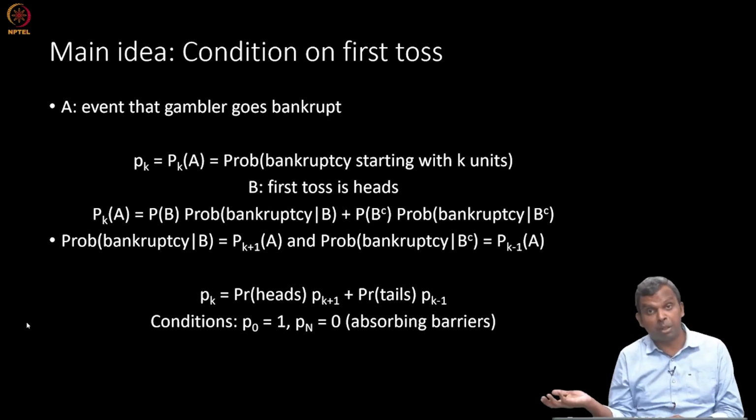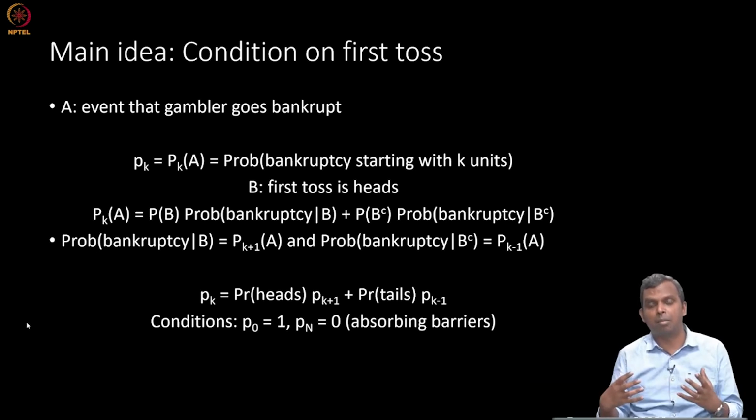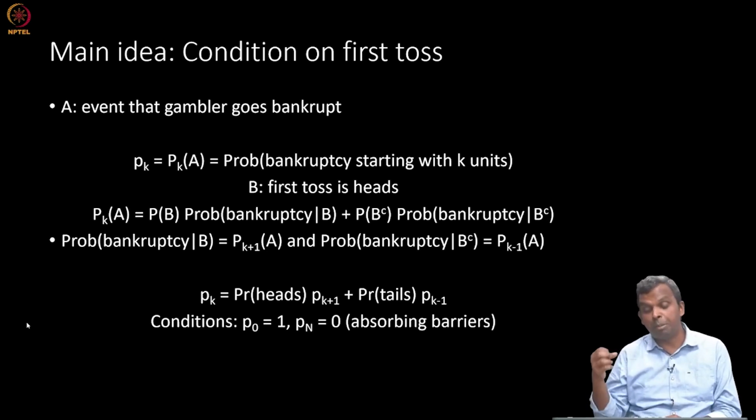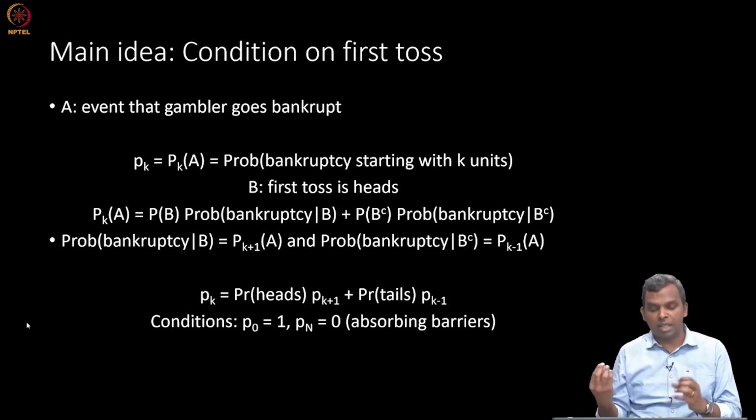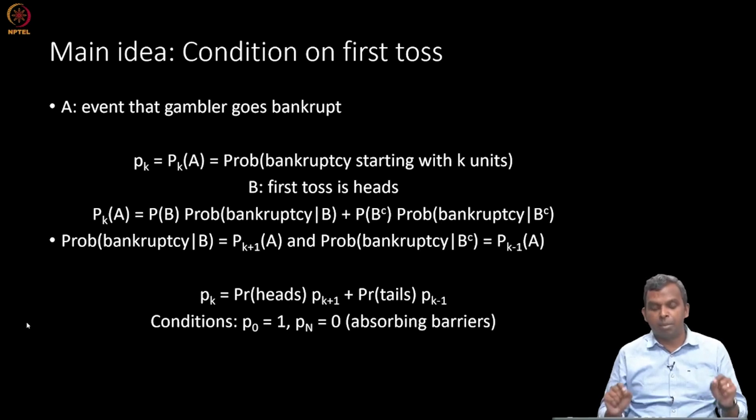Now the same thing happens with B complement. On the other hand, in B complement, the gambler gives 1 unit of money to the casino. So he's lost a unit of money. So his amount of money now is k minus 1. So the conditional space is such that probability of bankruptcy given B complement is going to be Pk minus 1 of A. So that identification, that the conditional spaces are related to k, this k controls everything. In one conditioning it becomes k plus 1, in the other conditioning it goes to k minus 1. So it's like a simple equation connecting pk, pk plus 1 and pk minus 1.